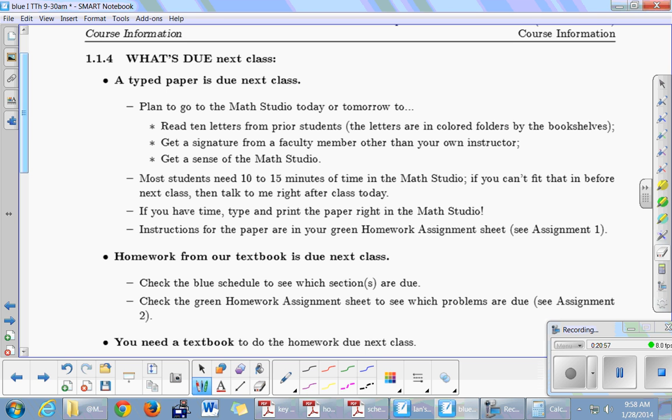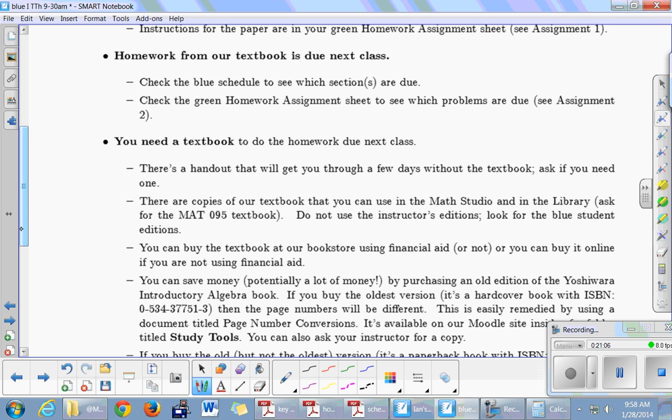Okay, so last administrative stuff before we jump back into the math. A typed paper is due next class. There are details. Homework from your textbook is due next class. There are some details. You need a textbook in order to do the homework due next class. But I know that not all of you have your textbook yet.